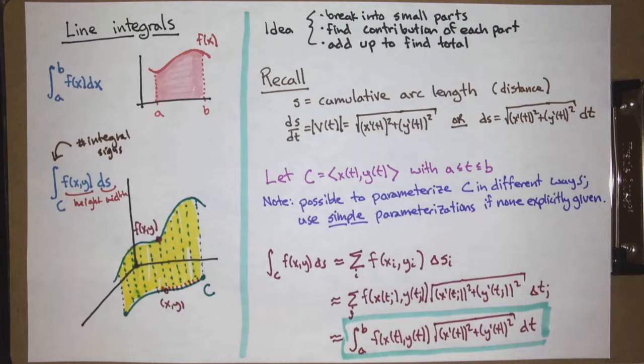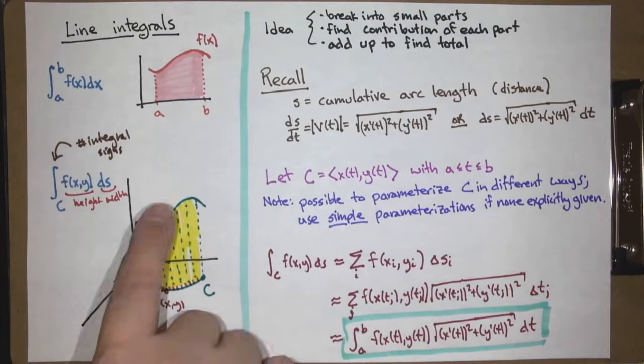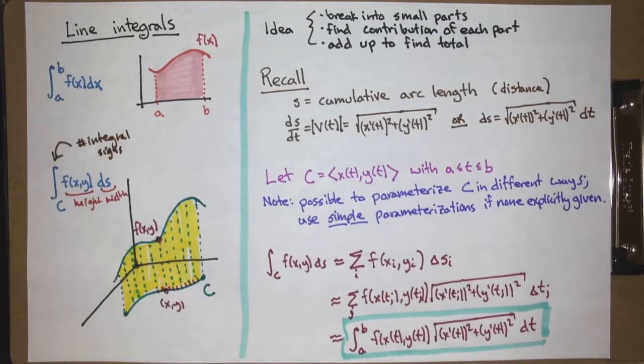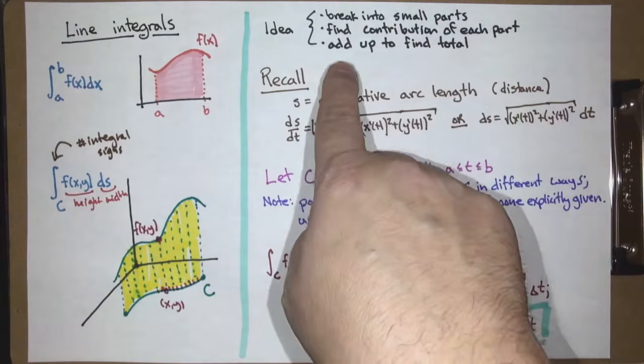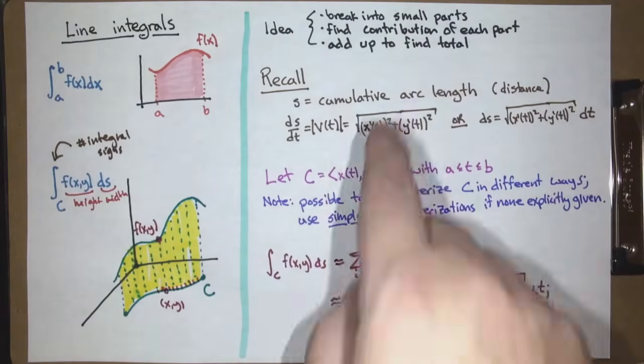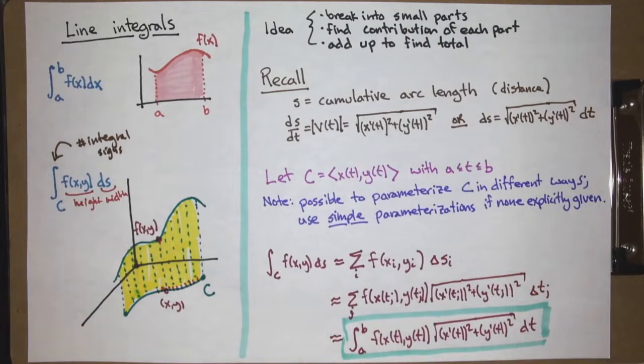So I say, okay, great. We're trying to find the total area of what's under this surface, right? This is just a piece of a surface straight down to the curve. If we drop straight down, what's the area? Well, of course, you do what you always do. Break things into small parts, find the contribution of each part, add up to find the total. Classic Calc 2 kind of ideas. So we say, well, we just have to find our pieces.